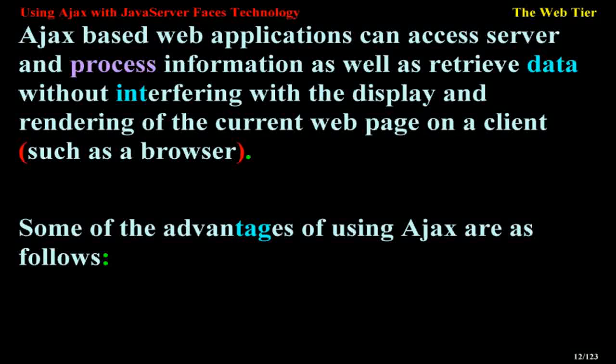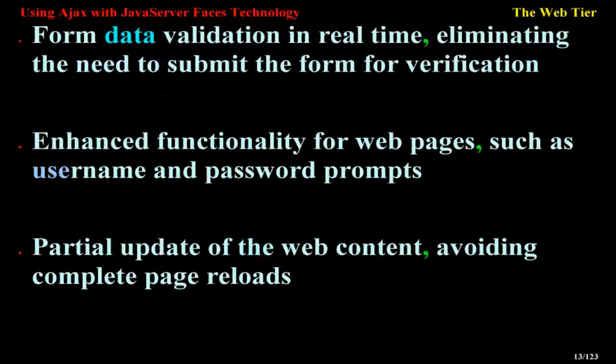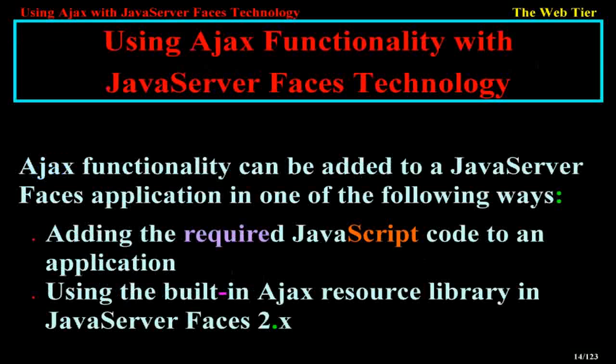Ajax-based web applications can access the server and process information as well as retrieve data without interfering with the display and rendering of the current web page on a client such as a browser. Some of the advantages of using Ajax are as follows. Form data validation in real time, eliminating the need to submit the form for verification. Enhanced functionality for web pages, such as username and password prompts. Partial update of the web content, avoiding complete page reloads.